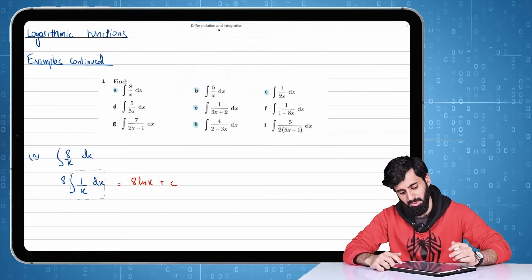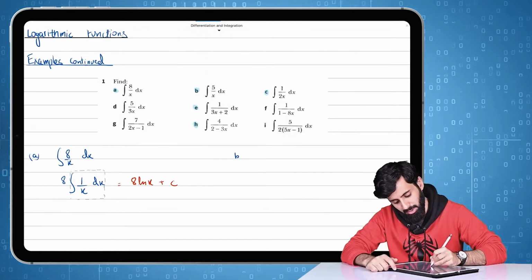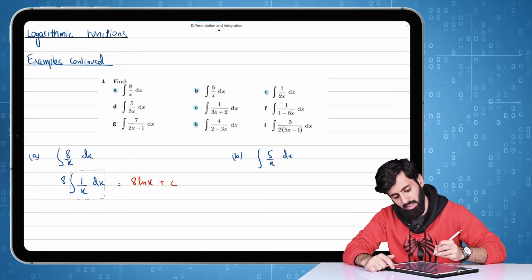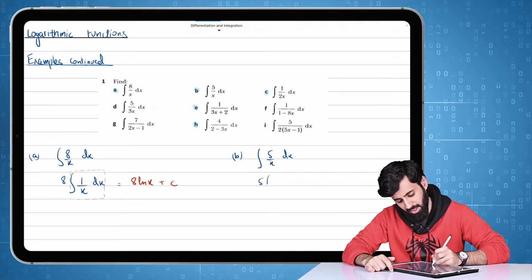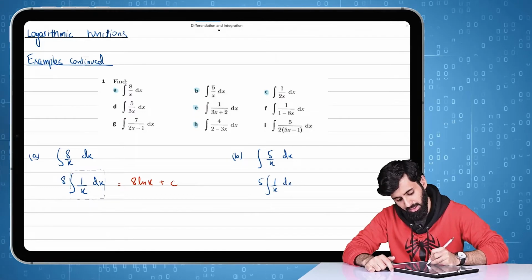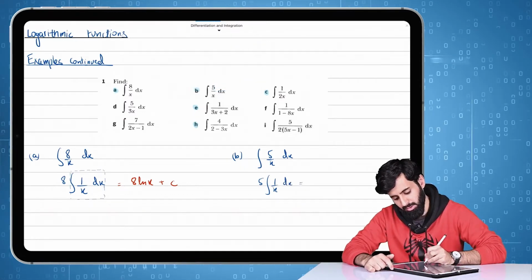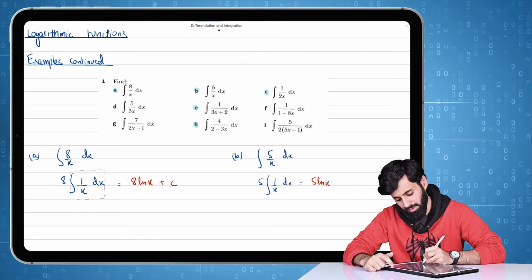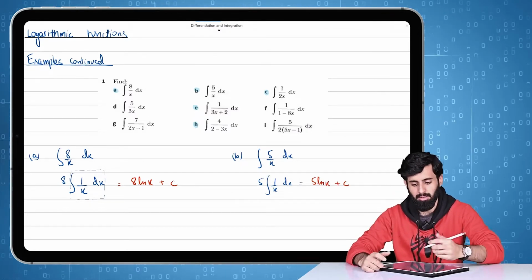So we'll do some more example questions. Let's do part B, which is exactly the same as part A, just a different number over here. So a cleaner version of this would be 5 times the integral of 1 upon x with respect to x. Now if you were to integrate this, you're only worried about the integral of 1 upon x because 5 remains as it is. So you have 5 ln x plus c. And there you go, that's your final answer.